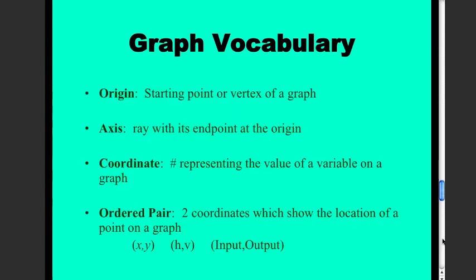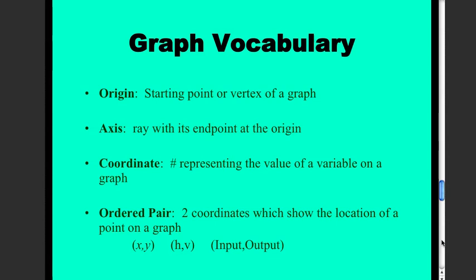Here's some important graph vocabulary. The origin is the starting point or vertex of a graph, the corner of a graph. An axis is a ray with one endpoint at the origin, and the arrow goes on indefinitely towards positive infinity. A coordinate is a number that represents the value of any variable on a graph. There's an x-coordinate and a y-coordinate. Since there are two axes, there are two variables.